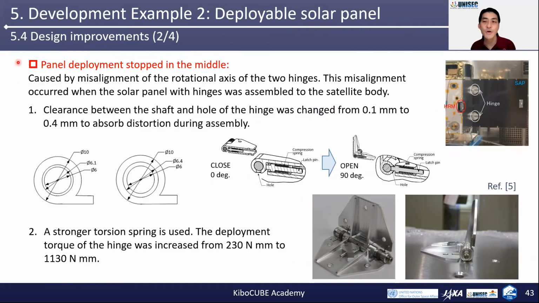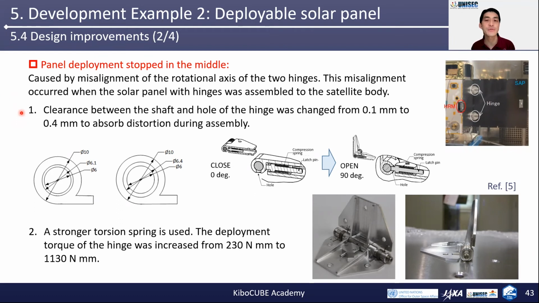So the panel deployment stopped in the middle. After investigation, they found that this was caused by the misalignment of the rotational axis of two hinges. This misalignment occurred when a solar panel with hinges was assembled to the satellite body. To avoid this problem, of course, it is carefully reassembled.